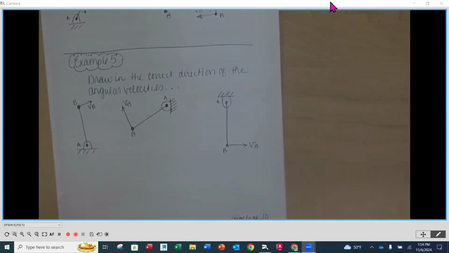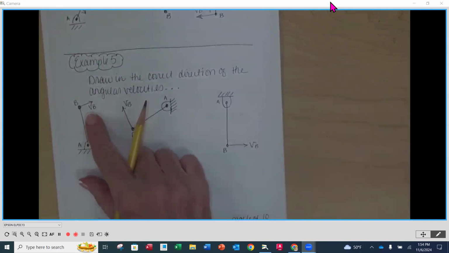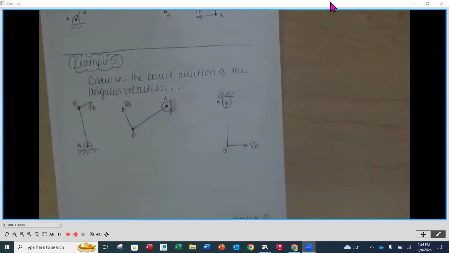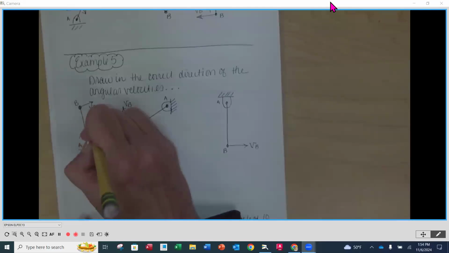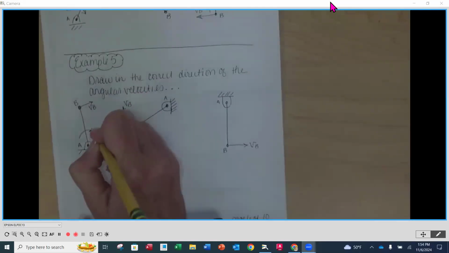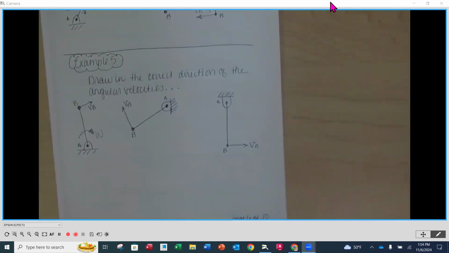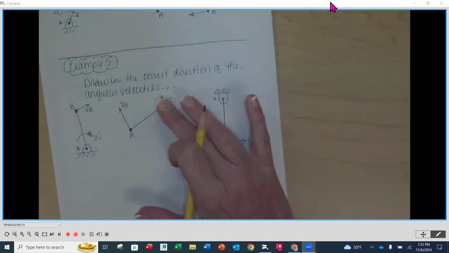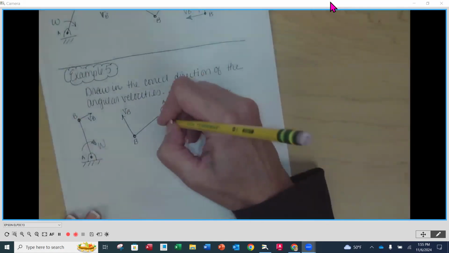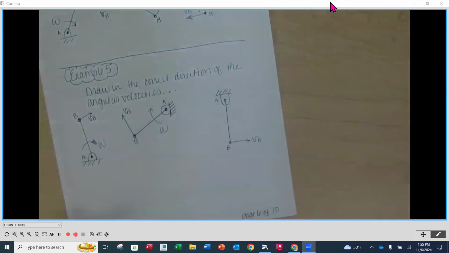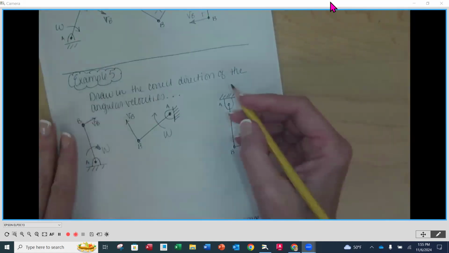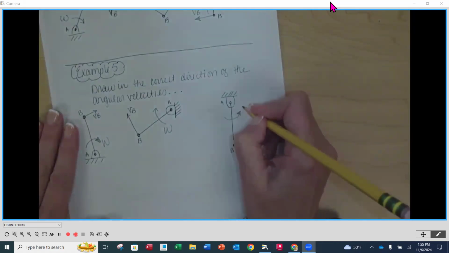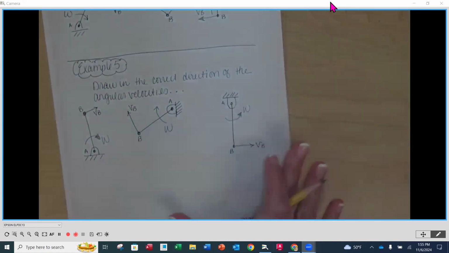Example 5. Now here we want to put in the directions of the angular velocities based on straight line velocities. So for our first one, we have VB going up and to the right. So that means the rotation W is going to be clockwise. Agreed? So if I put my finger here, it's going to rotate in that direction. Put my finger here, rotate counterclockwise. Oh no, clockwise again, sorry. The last one is going to be counterclockwise. Okay. Any questions on those?